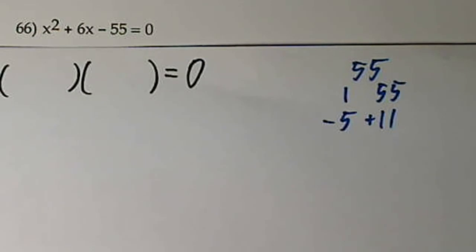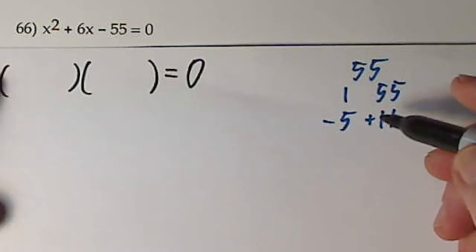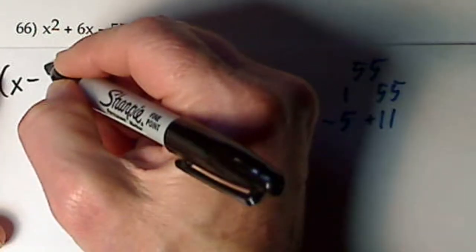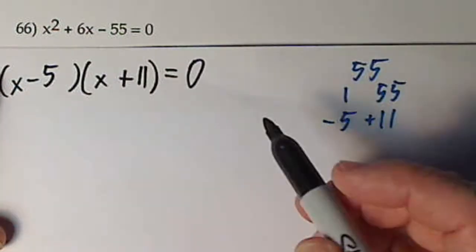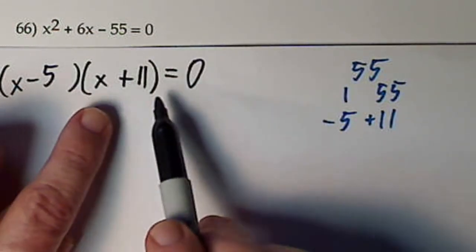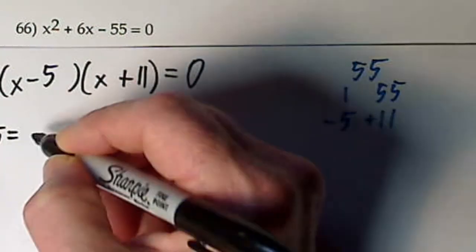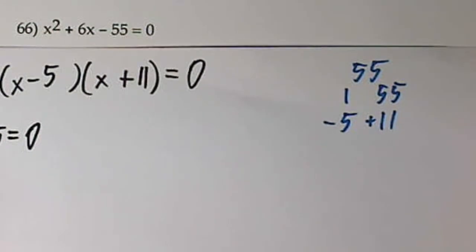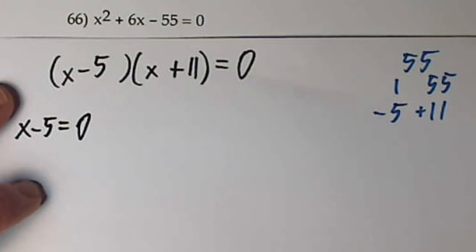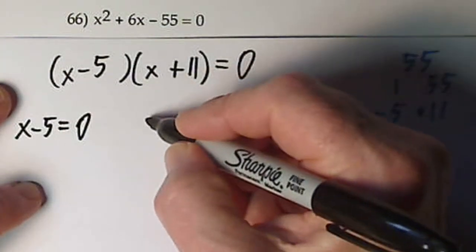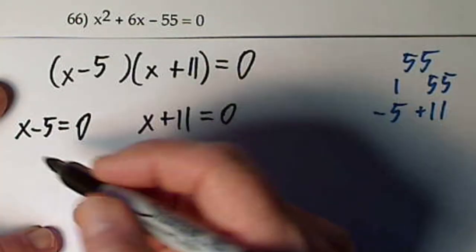So this trinomial can be factored as x minus 5, x plus 11. And now we have something times something equals 0. So you just take x minus 5 and set it equal to 0. Sorry, I'm off the page here. And you take x plus 11 and set it equal to 0. And now solve for x.